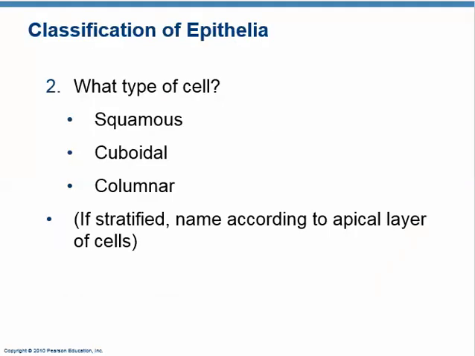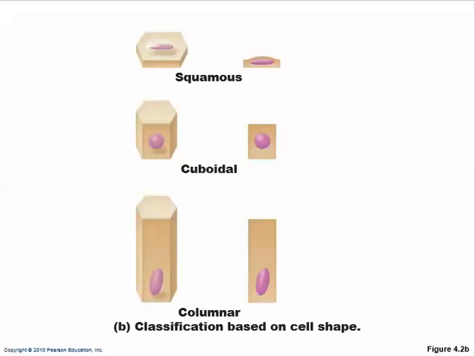And the second question to ask yourself is, what type of cells are they? If the cell looks like a pancake or a fried egg, it's called a squamous cell. If the cell is the same in all dimensions, it's cuboid. And if the cell is tall and narrow, it's columnar, so that it ends up looking like this. Squamous being the little flat fried egg one, the cuboid more or less the same in all directions, and columnar, tall, narrow ones.